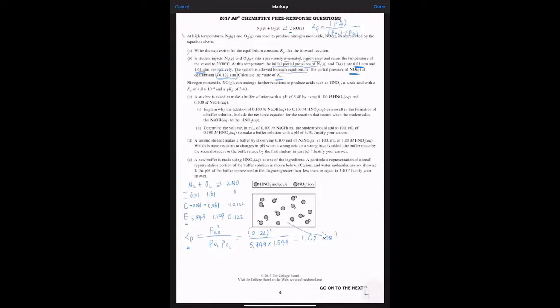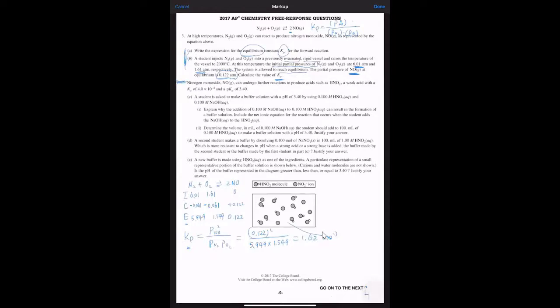Questions A and B are in the topic of equilibrium, so you should know how to calculate the equilibrium constant based on experimental data. The following part will be in the acid-base chapter, so I will probably just go over it very quickly for the rest.